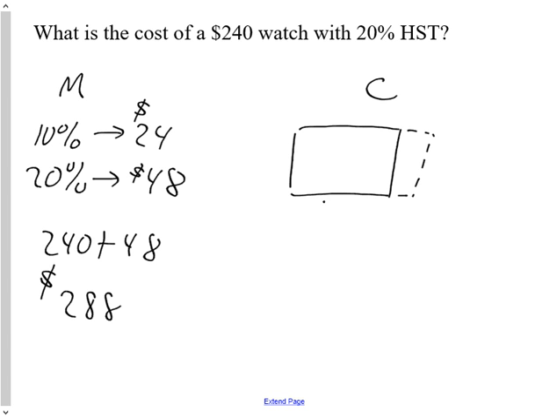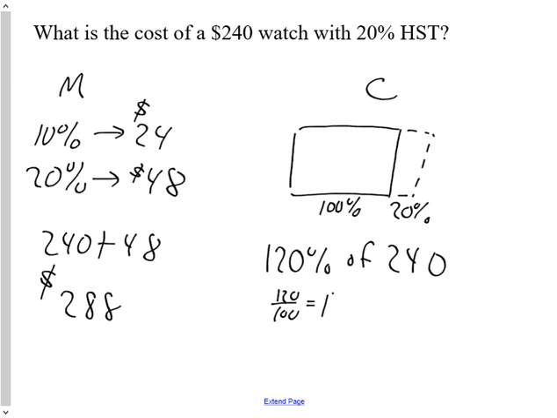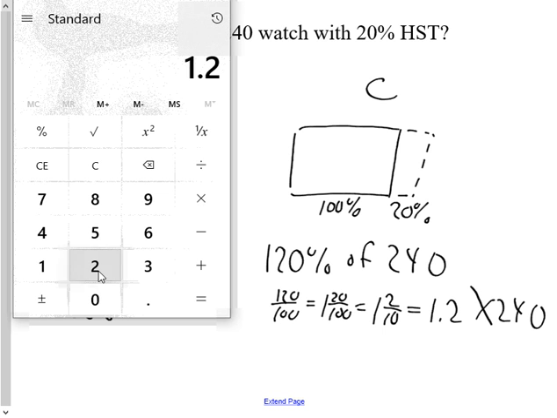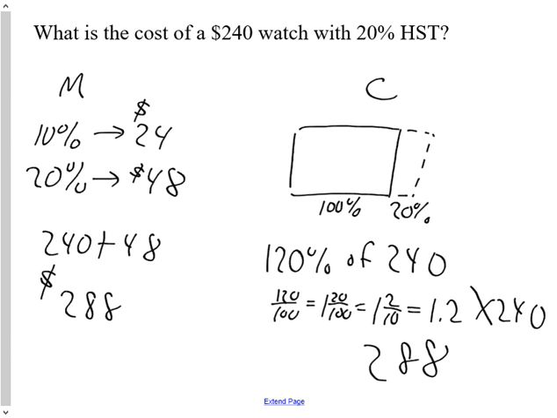Now, with a calculator, if this is the cost of the watch, and this is the tax of 20%, this is 100% of the cost, and this is 20%, what percent of the watch am I going to be paying for? 120%. So 120% of 240 is 120 over 100, which is 1 and 20 hundredths, which is 1 and 2/10, of 240. So if I multiply that 240 by 1.2, 120% of 240 is 288. Everybody good with that? I'll pause that and you can copy it down.